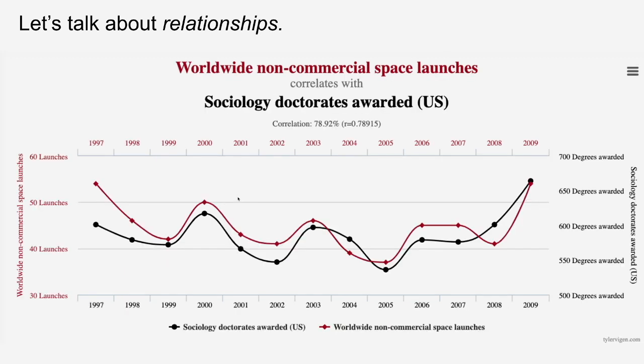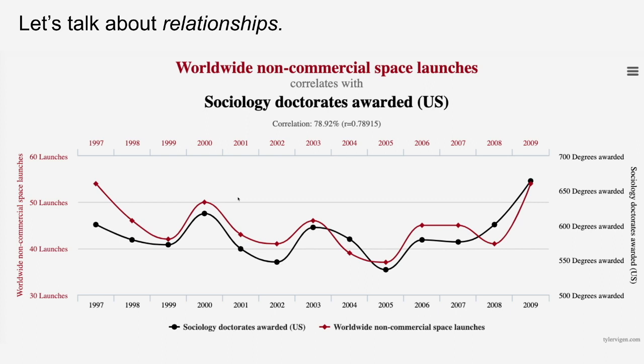But okay, here's a good one. The worldwide non-commercial space launches, so this is for scientific or military purposes, correlates with sociology doctorates in the US. What's going on there? And it's a very complicated relationship too. Look, they go up and they're down, they're up and they're down. Doesn't that show it's even more likely to be true?